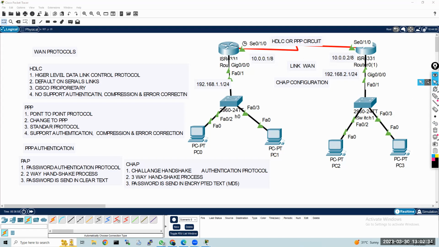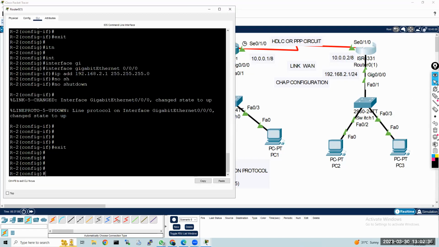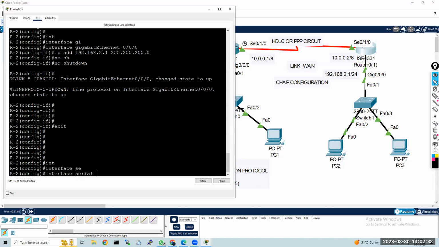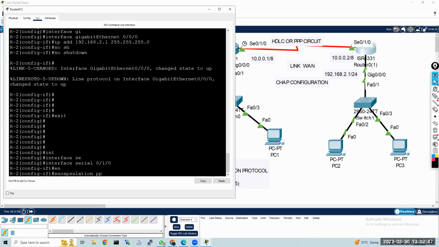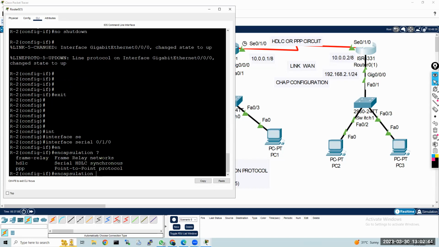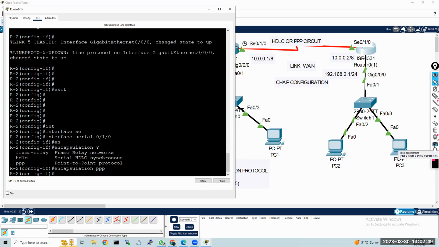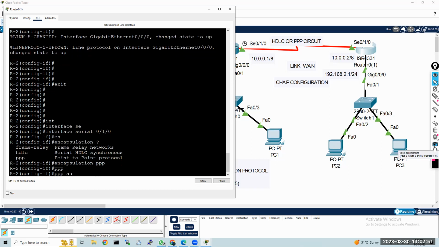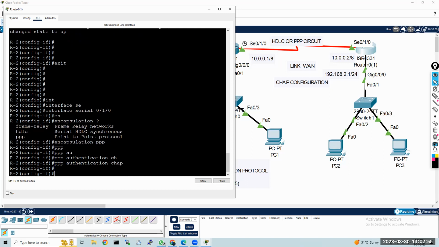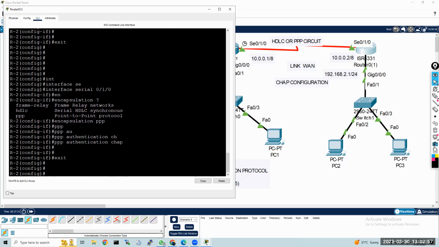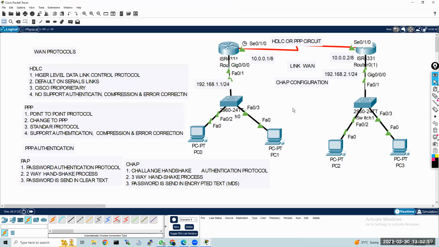So let's configure this side now. I'll enter the serial interface 0/1/0, encapsulation PPP. If you give the question mark, it will show PPP. Then PPP authentication CHAP. Exit. Done. Now we have to set the password.